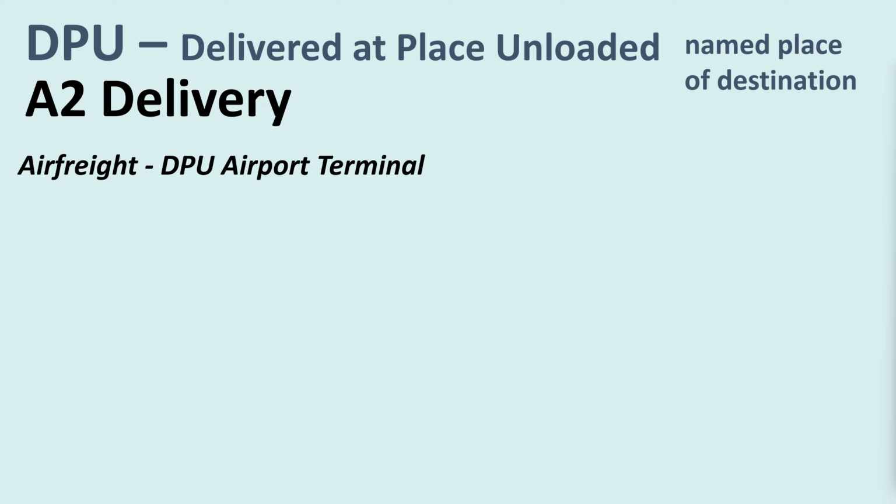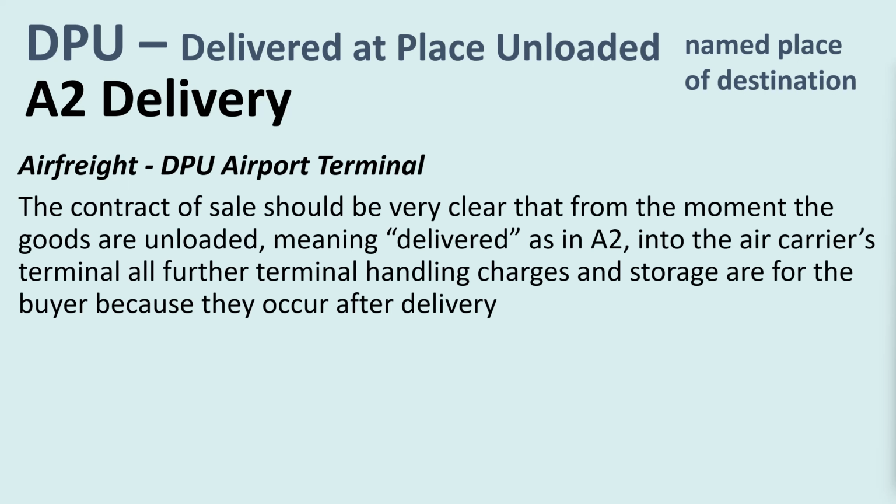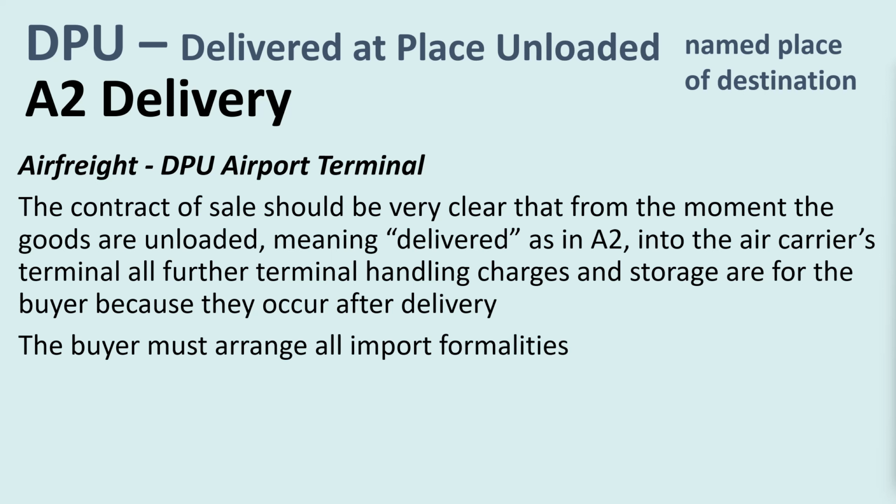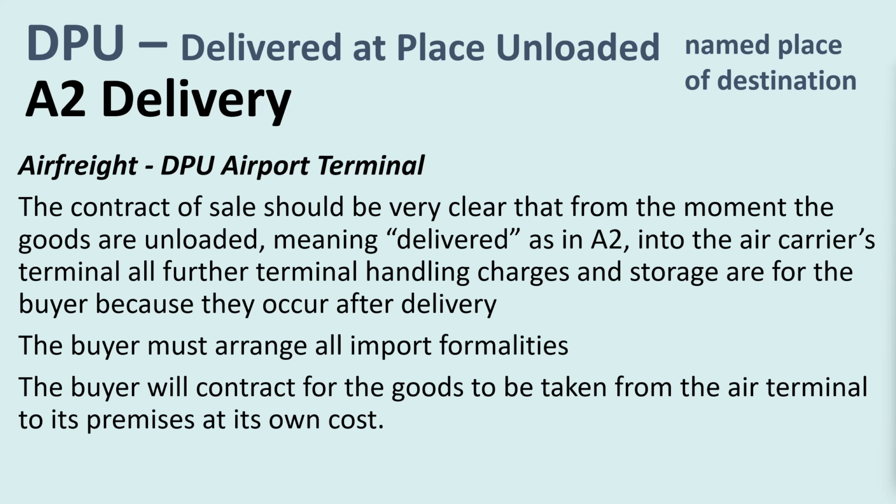A2 delivery, air freight, DPU airport terminal. The contract of sale should be very clear that from the moment the goods are unloaded, meaning delivered as in A2, into the air carrier's terminal, all further terminal handling charges and storage are for the buyer because they occur after delivery. Of course, the buyer must arrange all import formalities and the buyer will contract for the goods to be taken from the air terminal to its premises at its own cost.